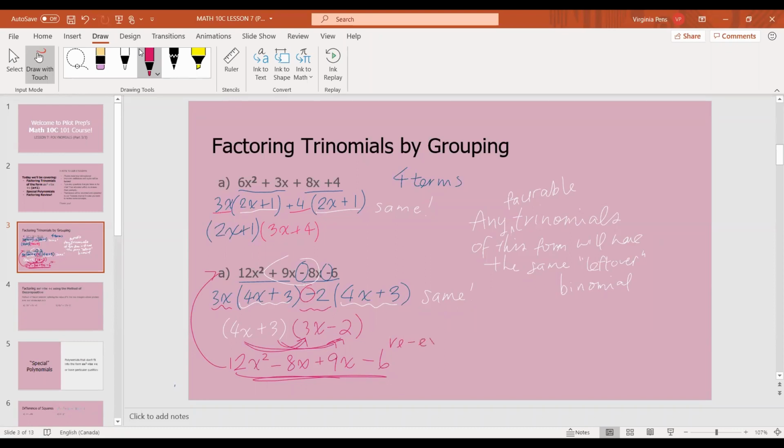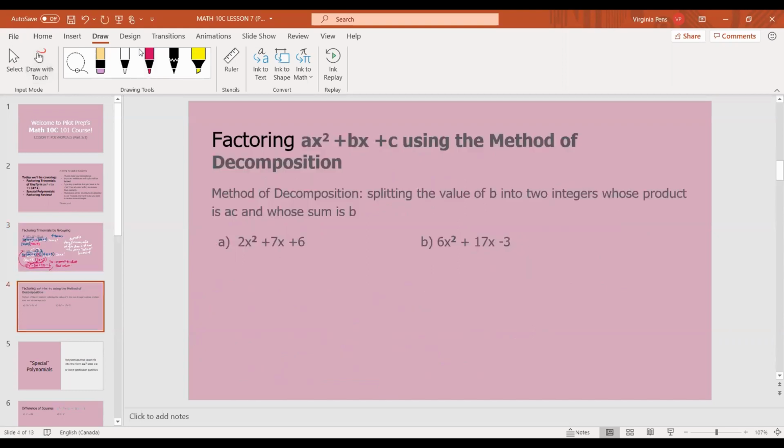I don't even know if re-expand is a proper word in the dictionary, so I'm going to put it in quotation marks. We want to re-expand to check the final answer. All right. So this is correct. Let's move on.